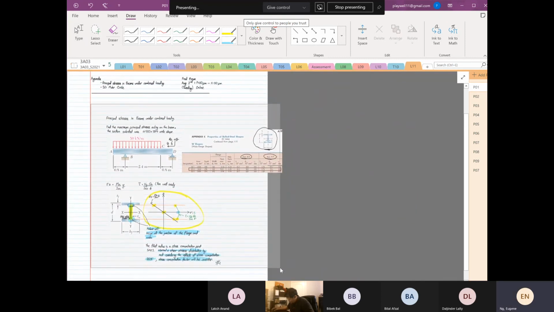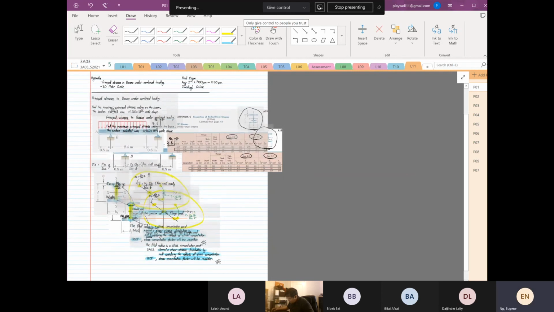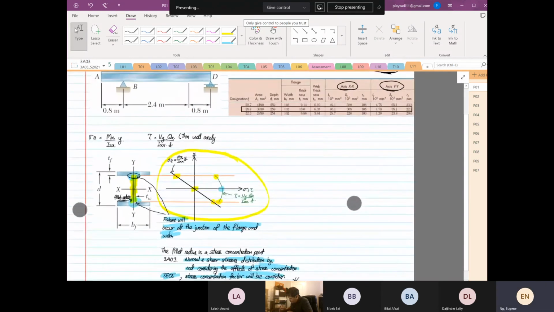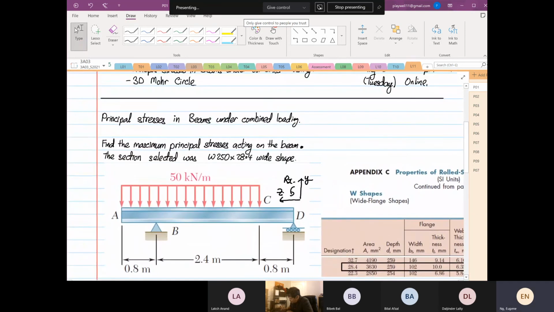So now we're going to solve the beam issue. The purpose of this question is to find the maximum principal stresses acting on the beam. For this problem, the beam is selected as W250 by 28.4 millimeters wide.